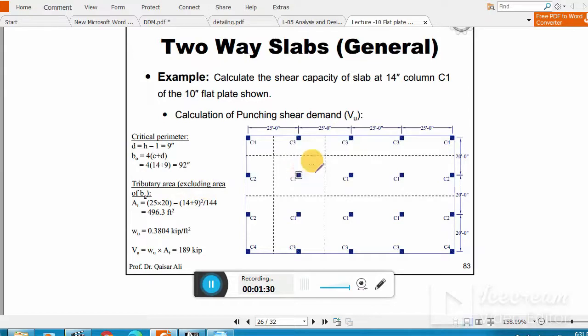Okay, now the next is the tributary area. So the tributary area, you see the area within these dotted lines. Okay, this is the tributary area. Now you have to find this whole area, and this whole area is just equal to L2 times L1. You already know L1 and L2, that is L1 equals 25 and L2 equals 20. Okay, and you have to subtract this area.